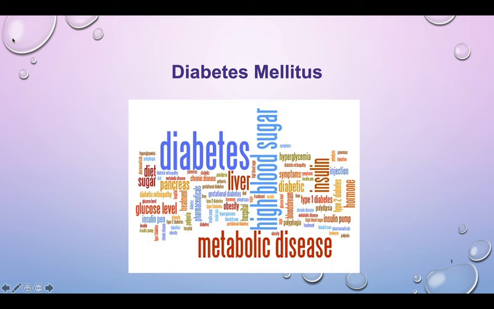Nursing priorities focus on helping the patient with diabetes achieve and maintain permanent lifestyle changes and keep blood glucose levels and cholesterol levels as close to normal as possible to slow or prevent long-term complications. And that's the name of the game, is keeping that blood sugar under control.